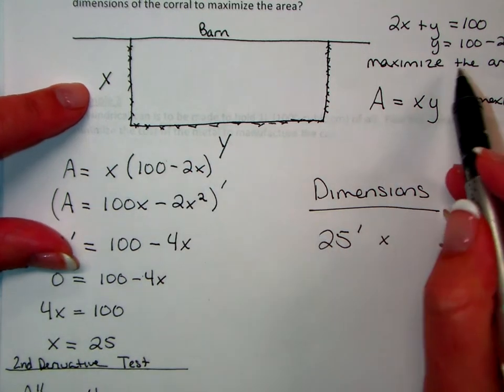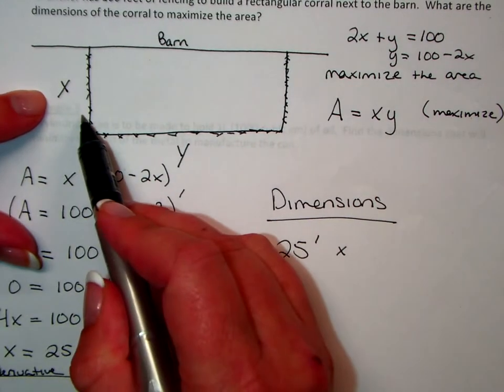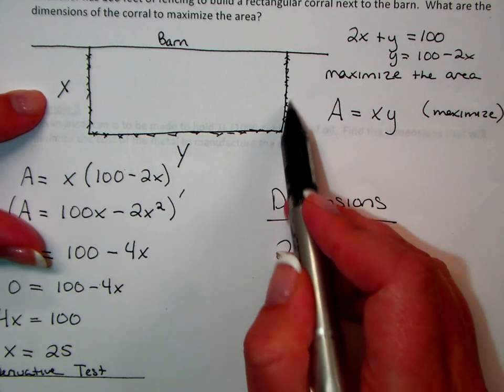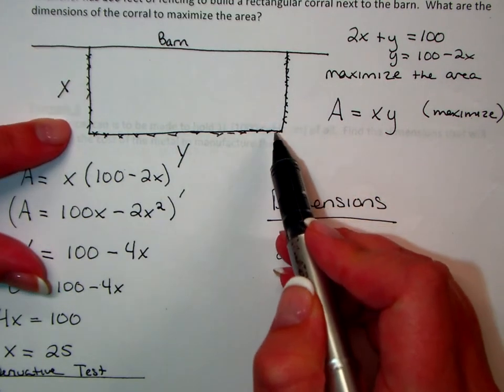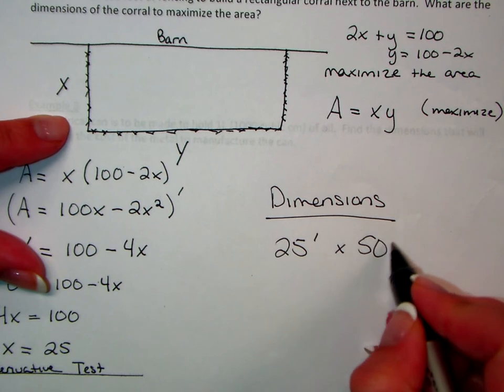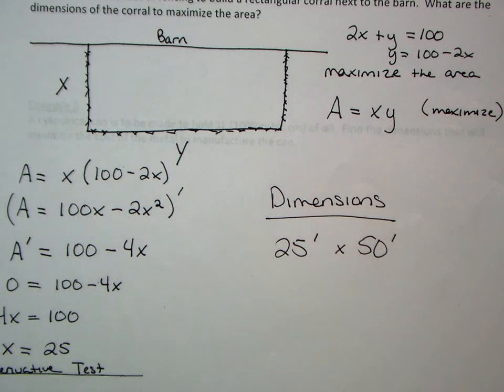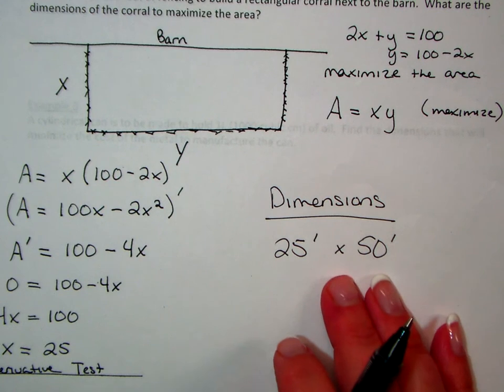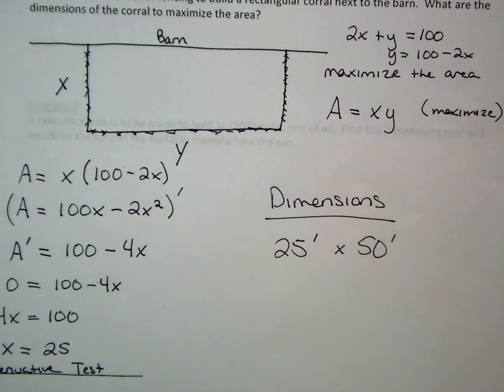Remember, we have 100 feet of fencing. So we're going to put 25 feet here, 25 feet here. So we have 50 feet here, so we have 50 feet left for this horizontal distance. So our dimensions are 25 feet by 50 feet. That will maximize the area of this corral.